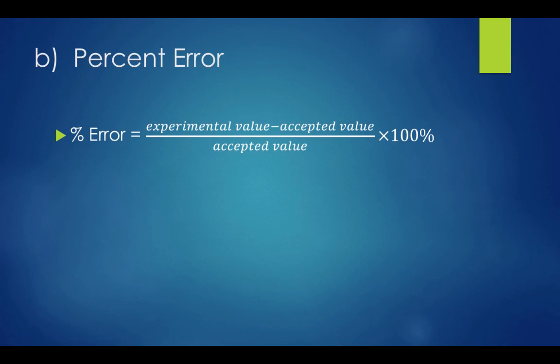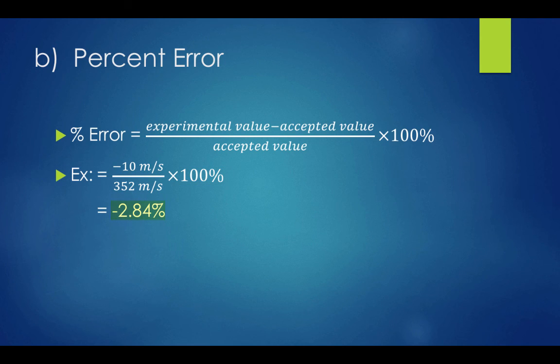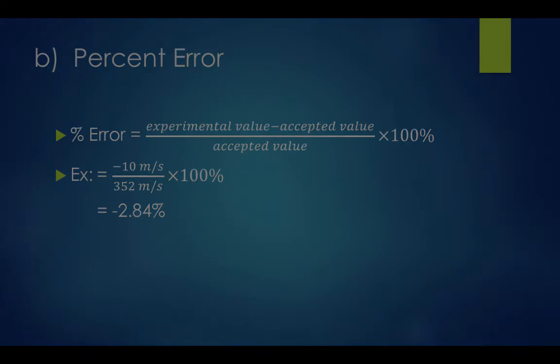Percent error takes absolute error and calculates it as a percentage of the accepted value. For your measured speed of sound, having negative 10 meters per second absolute error, if we divide that by the accepted value for the speed of sound, which is 352, and multiply it by 100%, then we have the percent error of minus 2.84%. The minus sign means you measured less than the accepted value.